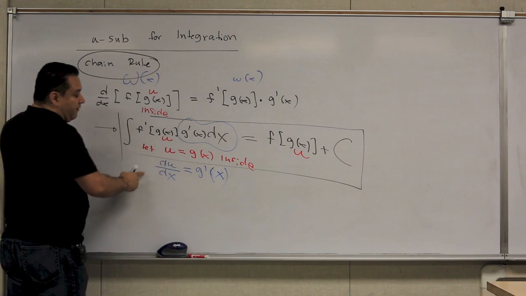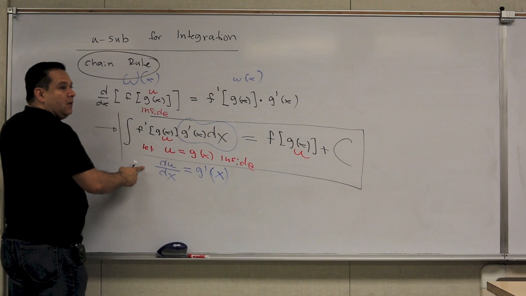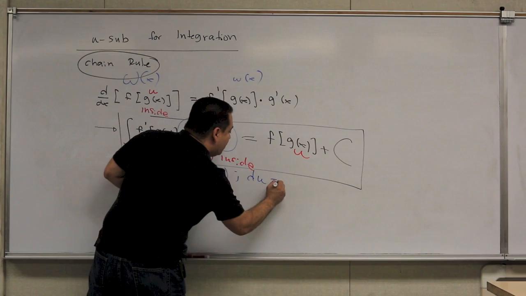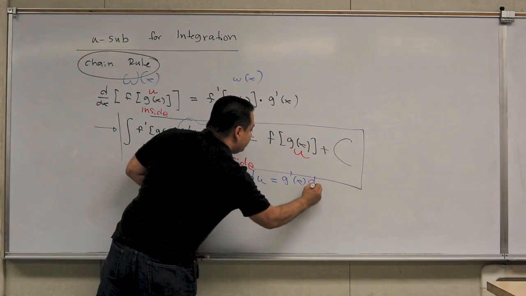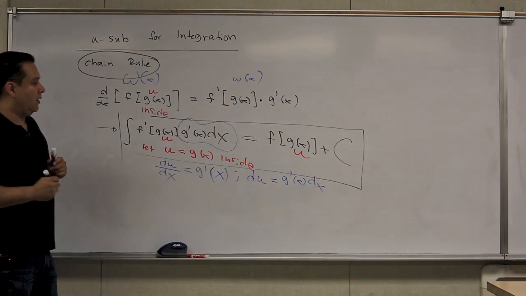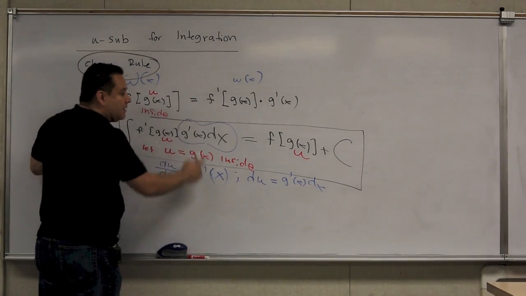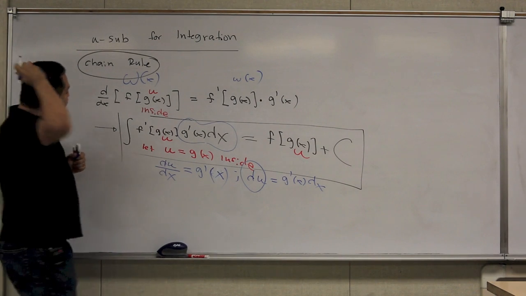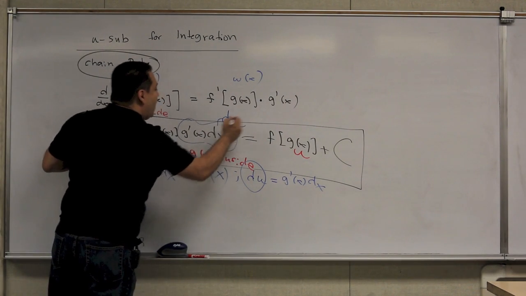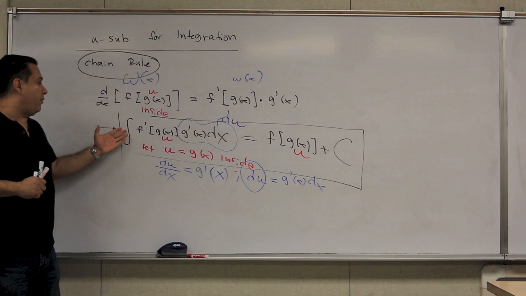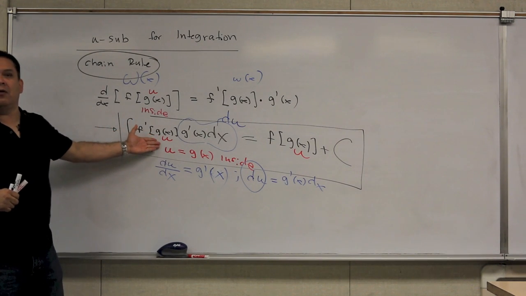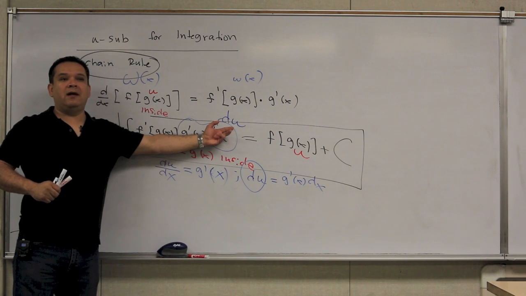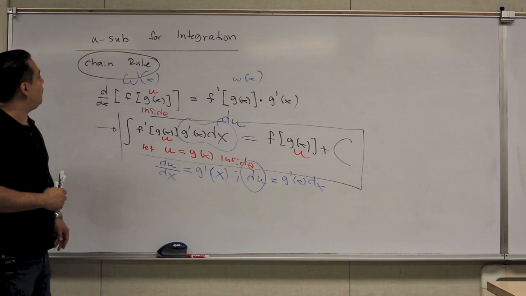Now, what this also means, if I multiply both sides by dx, isn't this a differential? So what we get is that du is really g prime x dx. So this g prime x dx is actually du. And that makes sense, because if I'm going to integrate some function of u, it has to be with respect to what variable? U. Is that right?